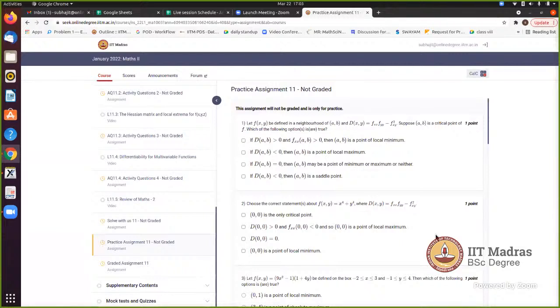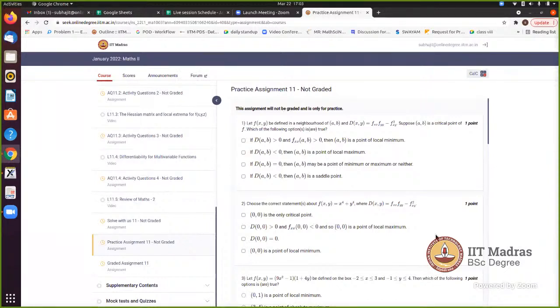Sir, question number 2, I have solved this question, but the value of D at 0 is 0. Then how is 0 the local minima? You are getting D of 0, 0 is 0. So this is a case of the test being not conclusive, right? Yes, sir. In the forum they are giving the solution. That was my question also.